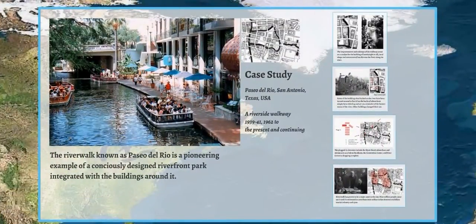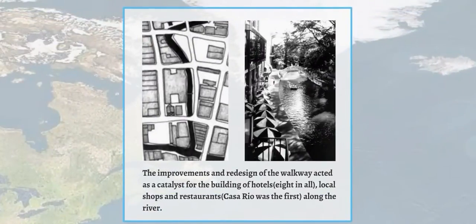Case study: Paseo del Rio, San Antonio, Texas, USA. The Riverwalk, 1939 to 1941, and 1962 to the present, and continuing. The Riverwalk, known as Paseo del Rio, is a pioneering example of a consciously designed riverfront park integrated with the buildings around it. The improvements and redesign of walkways acted as a catalyst for the building of hotels, local shops, and restaurants along the river.